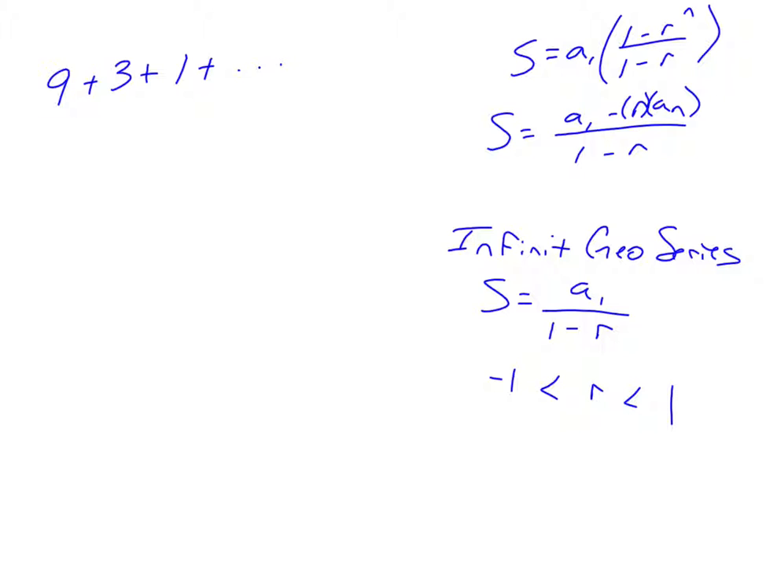So I want to find the sum of this infinite geometric series. Question: what do I have to do first to make sure I can find the sum? Check r. I need to figure out what r is. And what is r in this case? r is 1/3. So can I find the sum? Yes, I can. So my sum is going to be a sub 1, which is 9, over 1 minus r, which is 1/3 in this case.